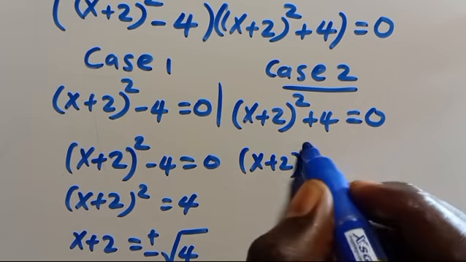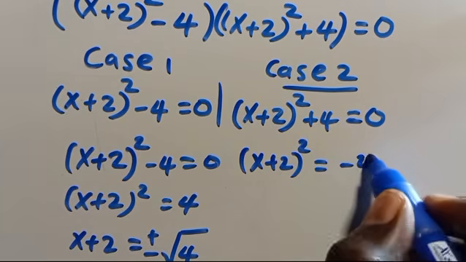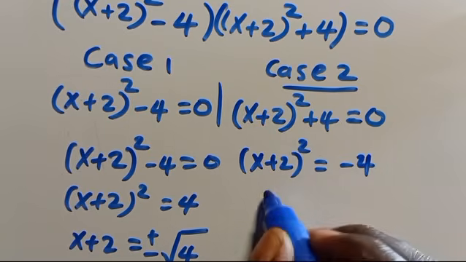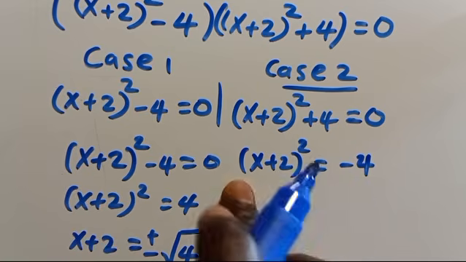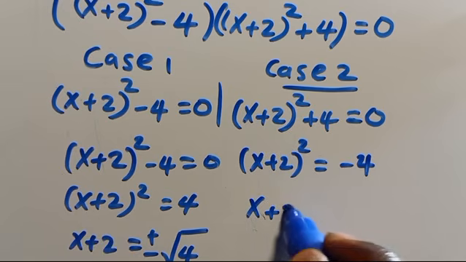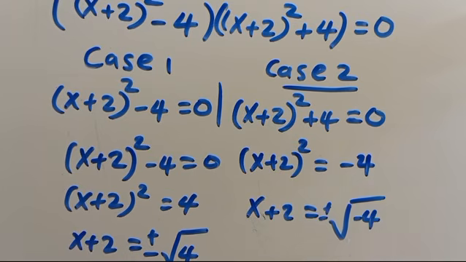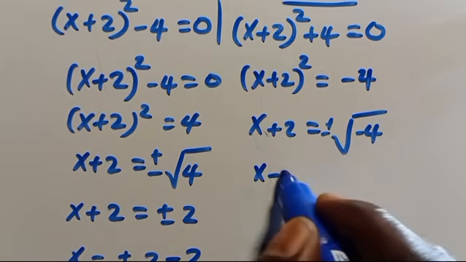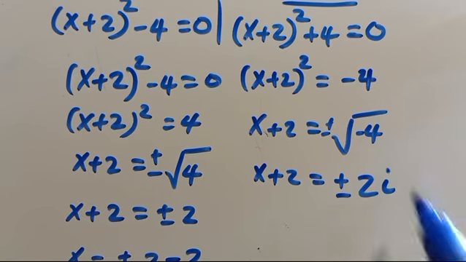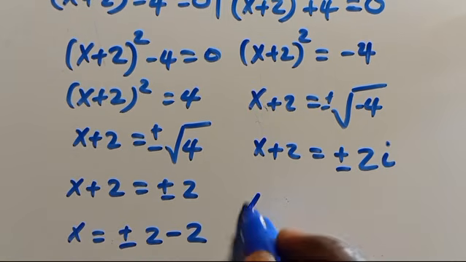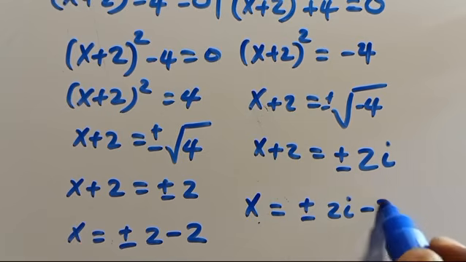So we have from here (x + 2)^2 equal to minus 4. So from here, square root both sides, we have x + 2 equals positive or negative root of minus 4. We have x + 2 equals positive or negative 2i. So we have x equals positive or negative 2i minus 2.